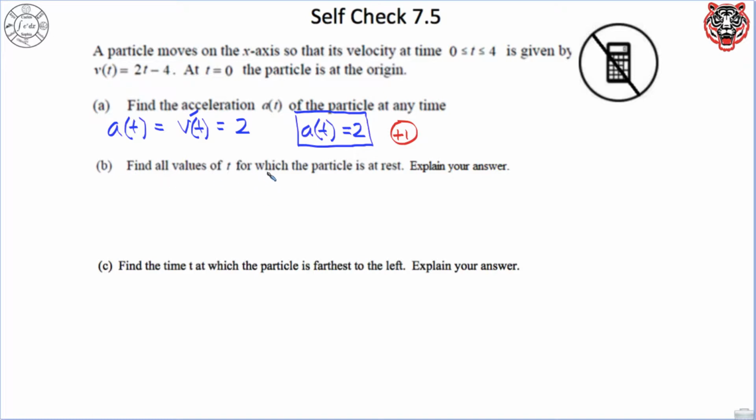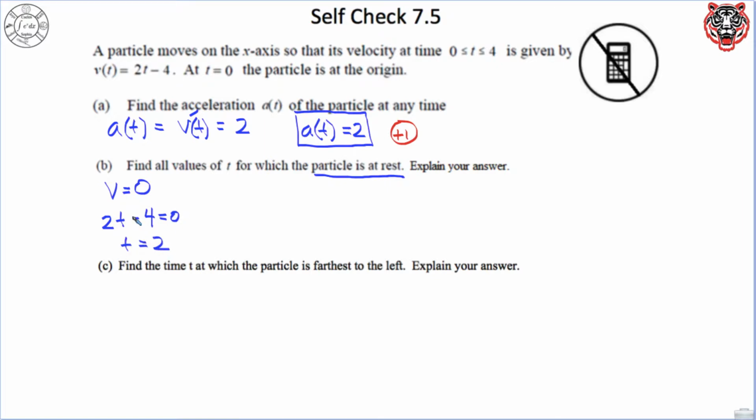All right, find all values of t for which the particle is at rest. Particle at rest, the definition of this is what? When velocity is 0, yeah, perfect. So velocity is 0, and here's our velocity, so set that function equal to 0. So 2t minus 4 is equal to 0. t is equal to 2, yeah?